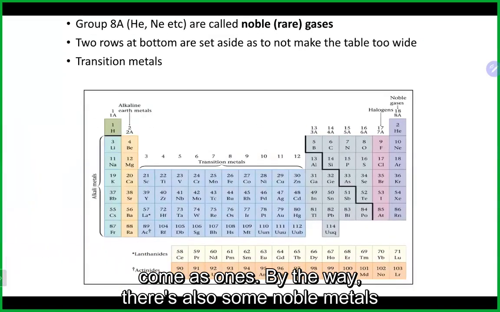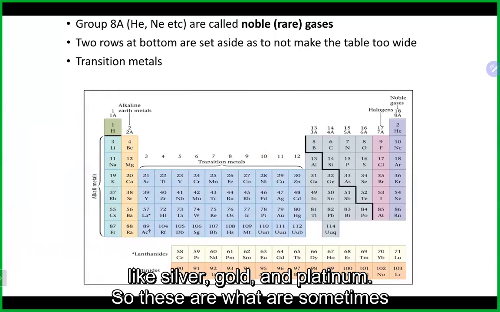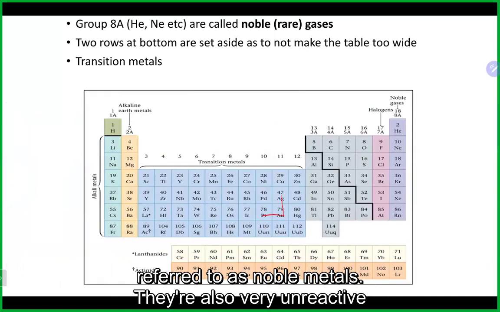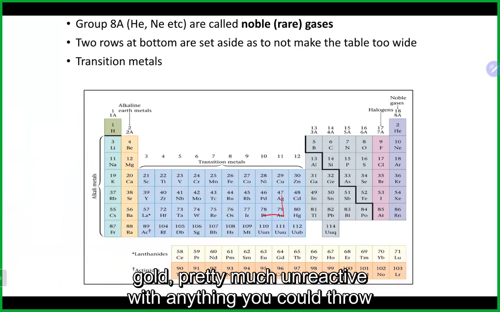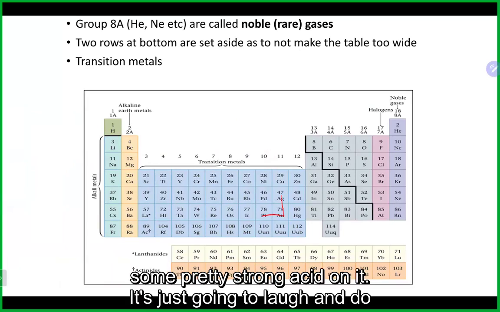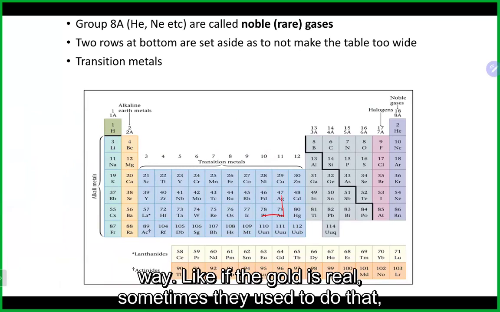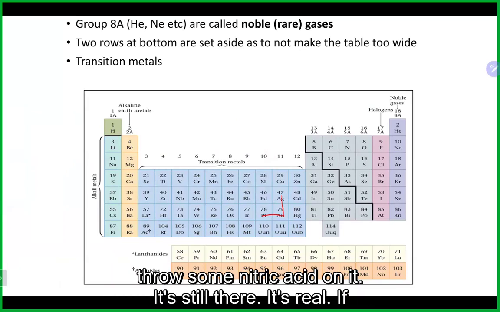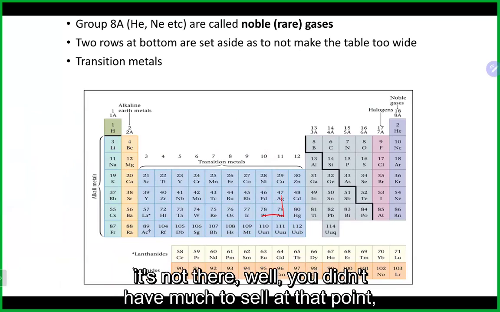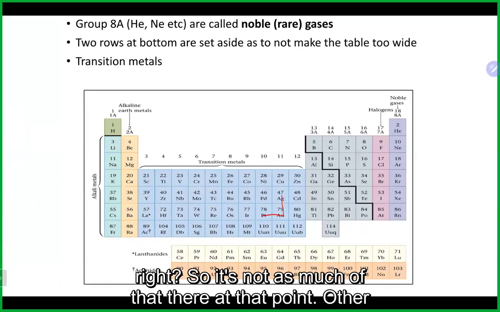By the way, there's also some noble metals like silver, gold, and platinum. So these are what are sometimes referred to as noble metals there. Also very unreactive. Gold is pretty much unreactive with anything. You could throw some pretty strong acid on it. It's just going to laugh and do nothing pretty much. That's how they test, by the way, if the gold's real. Sometimes they used to do that, throw some nitric acid on it. If it's still there, it's real. If it's not there, well, you didn't have much to sell at that point, right? So there's not as much left there at that point.